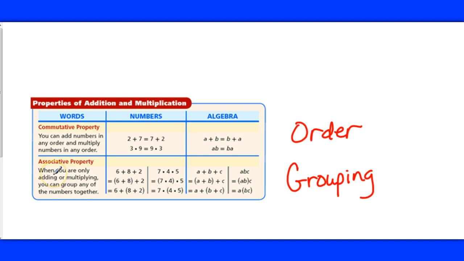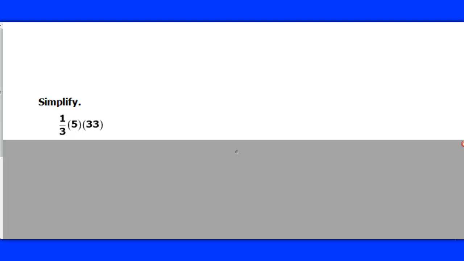The associative property says you can change the grouping. So here you've got 6 plus 8 plus 2. You can group the 6 and the 8 together first and then add to the 2. Or you can group the 8 and the 2 together first and then add the 6. Okay, you could actually group the 6 and the 2 together and then add the 8. Okay, you need to know those two properties.